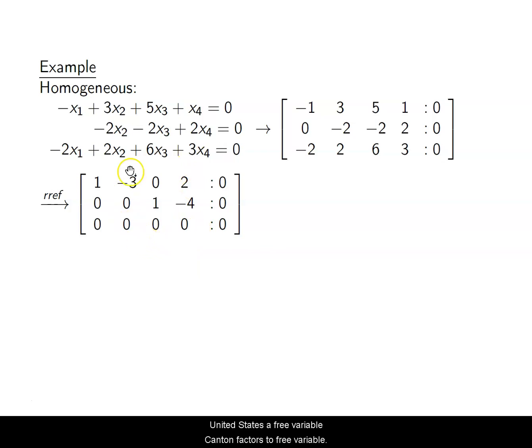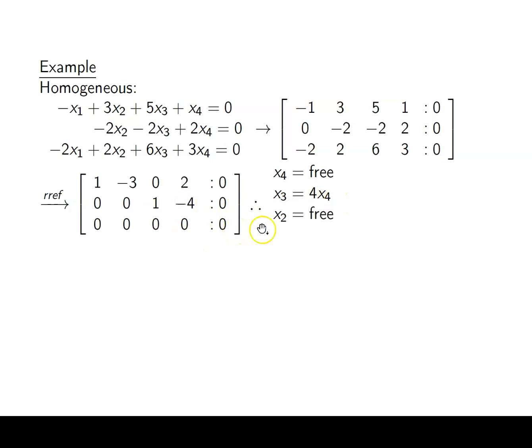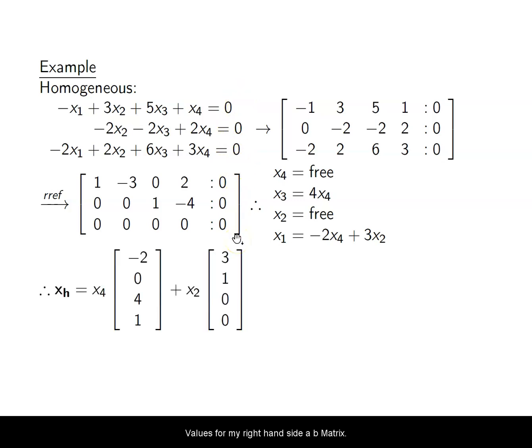In fact, there are 2 free variables because I have more variables than equations. So in this case, I actually end up with 2 free variables. So x4 is free, x3 is 4x4, we move it to the other side, and x2 is also free, and so x1 is based on 2 free variables in this case, right? So that's the homogeneous equation. Now, if I find a particular solution using the values from my right-hand side, the B matrix, we can do this over again.